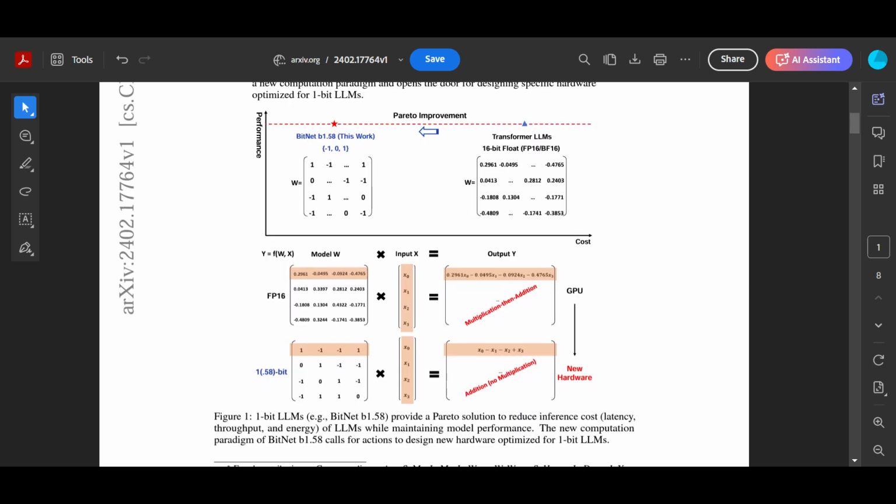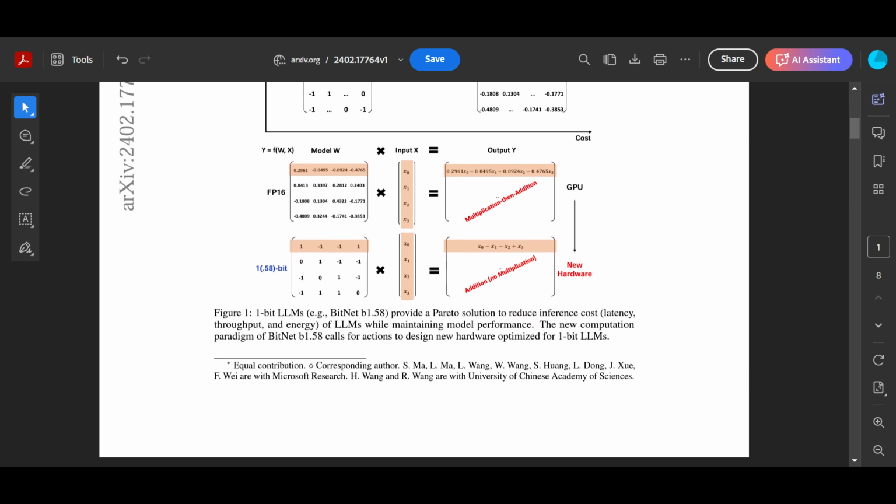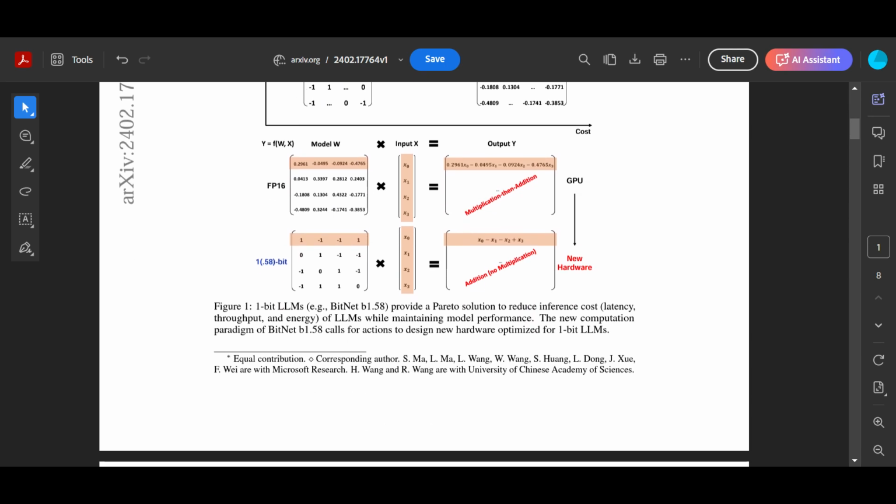Let's look at the diagram below. It shows that in terms of performance, BitNet or the 1.58-bit LLMs are a Pareto improvement over transformers with full precision. If you look at it, the weight matrix contains only 1, minus 1, or 0. Just to illustrate this point further, it shows that the full precision 16-bit model requires multiplication and addition, which is what is common for large language models, whereas with the 1.58-bit LLMs, you have 1, minus 1, and 0.